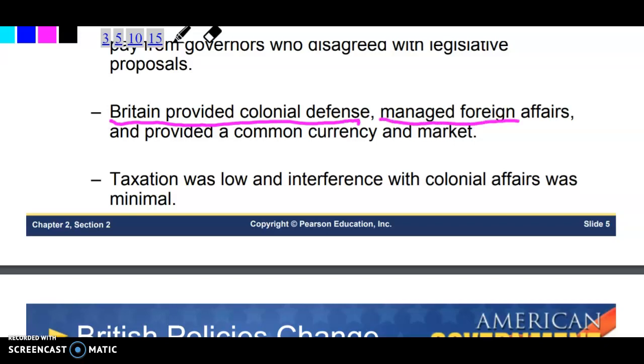They managed the foreign affairs. And they also provided currency, which is what? Money. At this time, the taxes or the taxation was low and interference was minimal. So Britain was taking a very hands-off approach to the colonies during this time. So there wasn't a lot of unrest or issues.